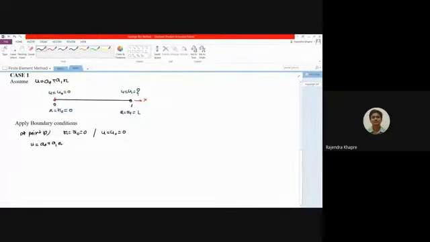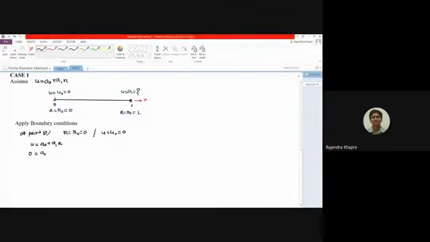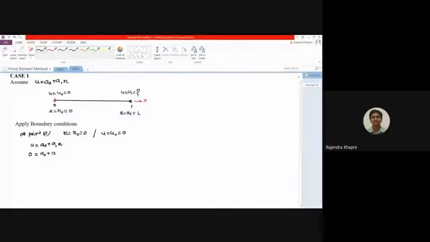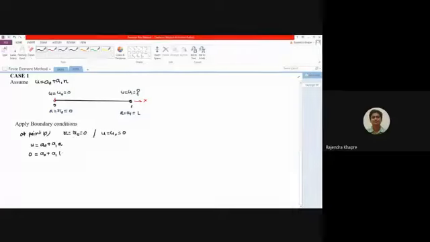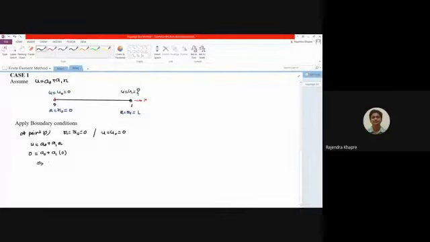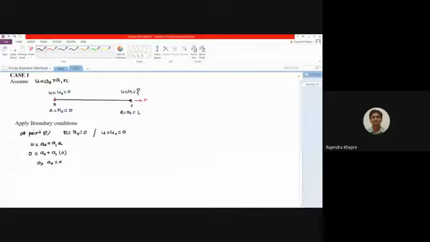So u will become u0 and its numerical value is 0. a0 is unknown, so I'm going to keep the same thing. Then a1 into x. So x here is nothing but x0 and its numerical value is 0. So if you solve this, you are going to get the a0 value as 0. So ultimately what is going to happen here? The displacement polynomial which we have assumed is now reduced to something like a1 into x. Okay, I hope this is clear to you. So this is a1 into x.